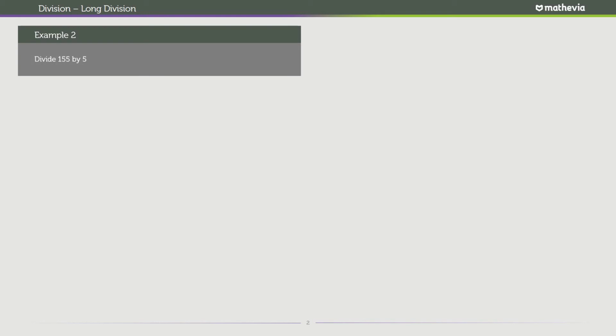Example 2, and we have divide 155 by 5. We have 155 inside the bracket, 5 outside the bracket, and we start off with the first digit. So we have 1 divided by 5. Now we cannot divide 1 by 5, so we introduce the next digit, and it will make it 15. So we have 15 divided by 5, and that would give us 3. Then we say 3 times 5 gives us 15, and then we subtract. We have 15 minus 15 equals 0.